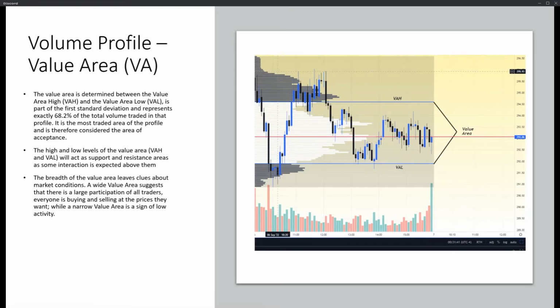When you say respected, it means they act as support and resistance, all three of them? Correct. All the time. These are the only three we care about. Okay.